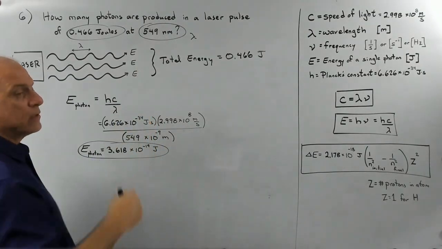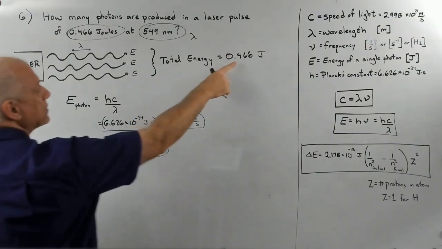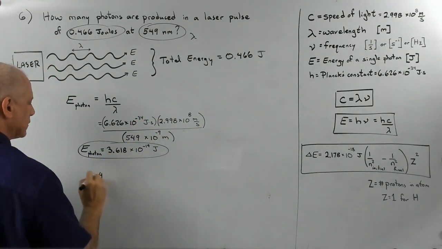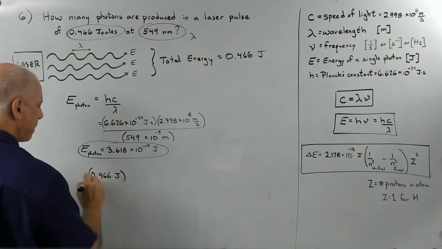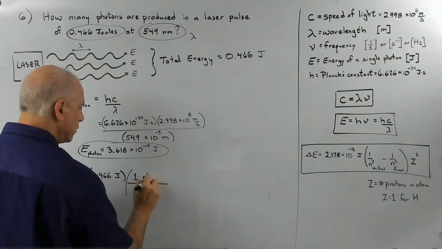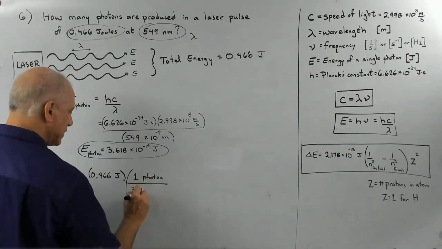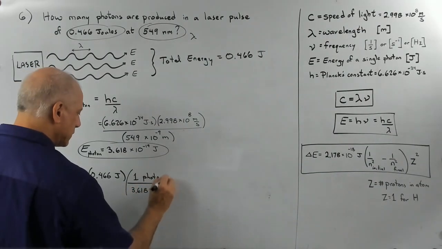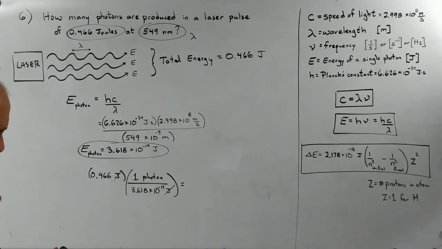The laser pulse pulses out 0.466 joules. And so we're going to do this then. 0.466 joules is the total energy, but one single photon provides this energy, 3.618 times 10 to the minus 19th joules. And now that would give me the number of photons.